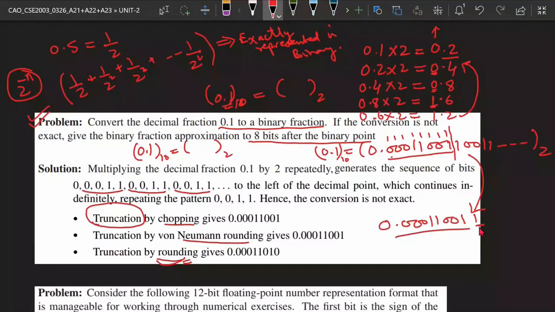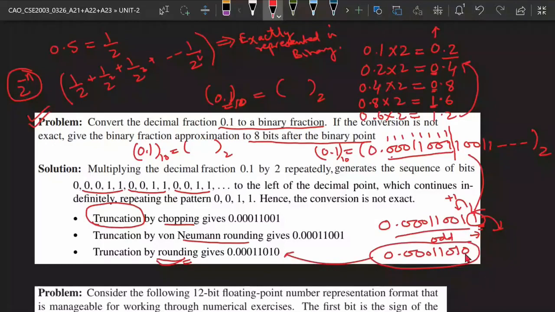We will be increasing this by 1. So after rounding, the value will be 0, and we will be adding 1 into it. We will be making it an even number. If there is a 1 beyond this range of 8 bits, we will be adding 1 into it, making it the even number. So once we add it, it will be 0, 1, 0. So this is the result obtained by rounding. So 0.1 in decimal can be represented by this value in binary.